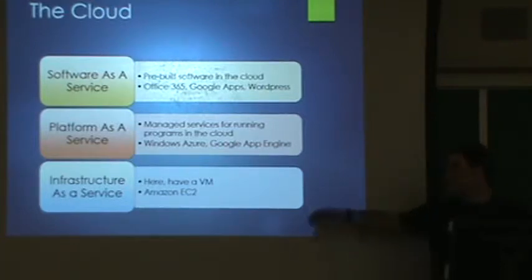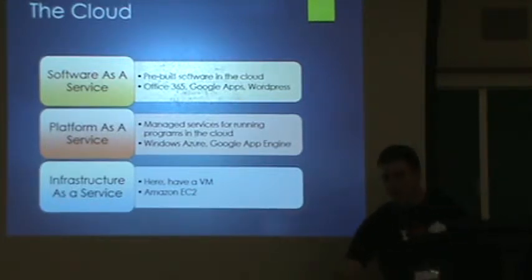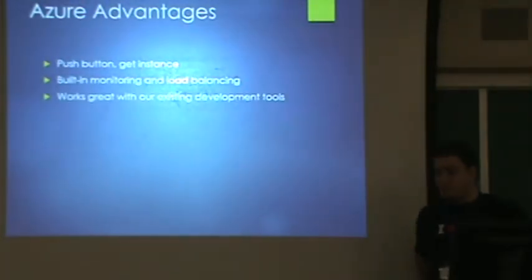Now, the services are not quite as split up so cleanly as this. For example, EC2 does have an add-on called Elastic Beanstalk that lets it act as a platform, and Azure has VM roles that lets it act as infrastructure. But for the most part, it's set up like this. So why are we using Azure? For one thing, you push a button, get another instance. It makes it really easy to scale.